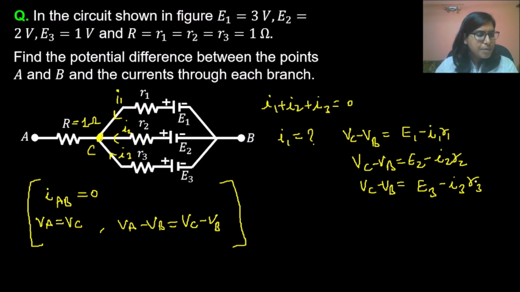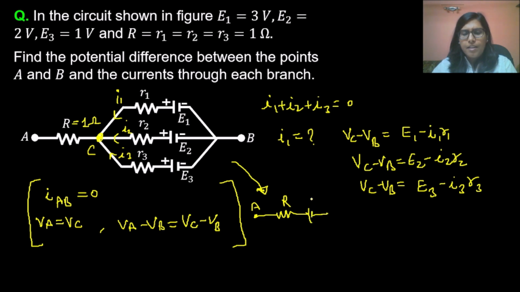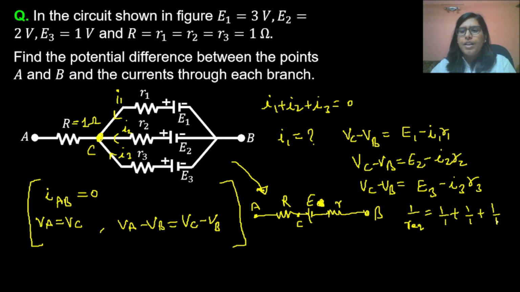Now if we replace this circuit, we can replace it like this. This is point A, this is the external resistance, and this is the net EMF of this circuit. Suppose this is E and this is the net internal resistance R, this is point B and this point is C. So 1 upon R equivalent will be 1 upon 1 plus 1 upon 1 plus 1 upon 1. This equals 3. So R equivalent will be 1 by 3 ohm. Similarly, E equivalent we can calculate.